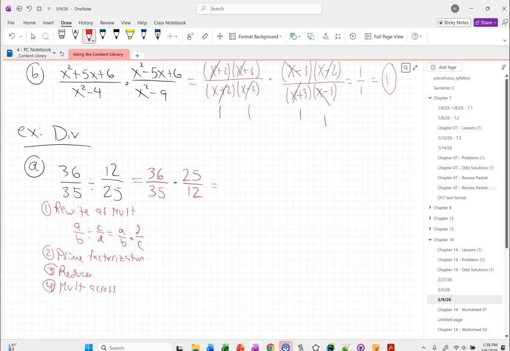What's the prime factorization of 36? Lauren, go ahead. Is it 2 times 2 times 3 times 3? Yes. Everybody okay there? 35 is 5 times 7. 25 is 5 times 5. And 12 is 2 times 2 times 3. And then I multiply across, and I get 15 over 7. Feel okay?